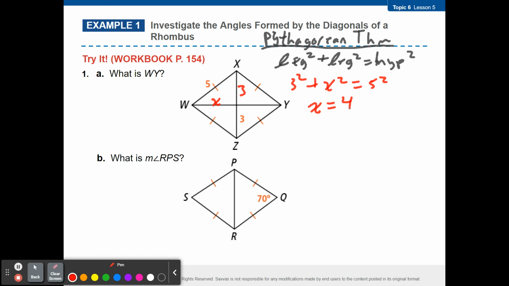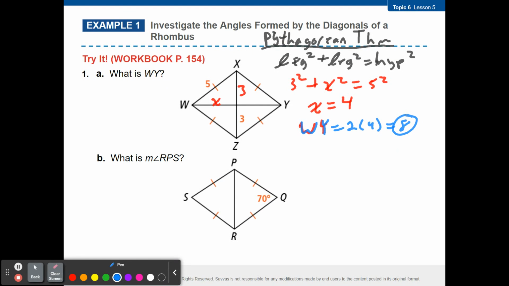There you go. All right. So that means that WY, why didn't my color change? There we go. WY is going to be 2 times that 4, which makes it 8 total. Okay.